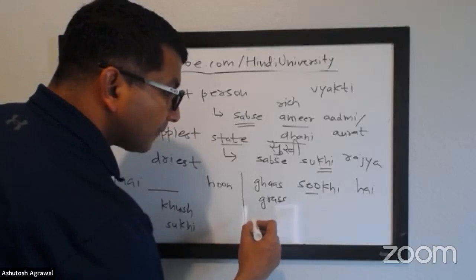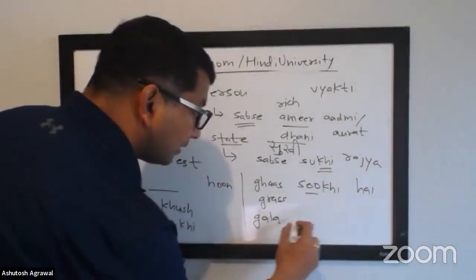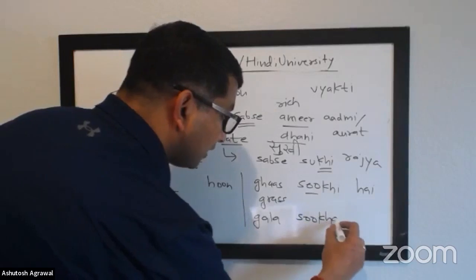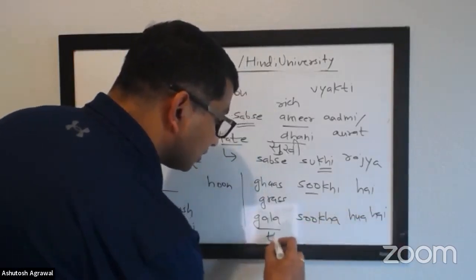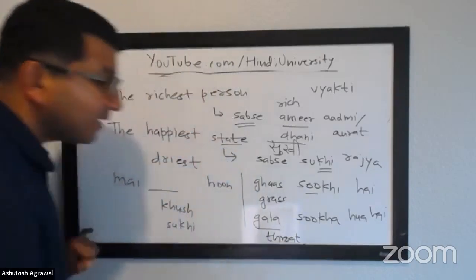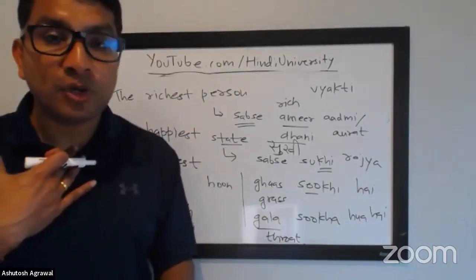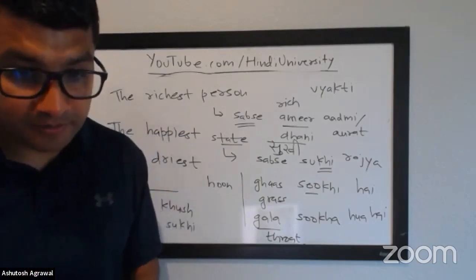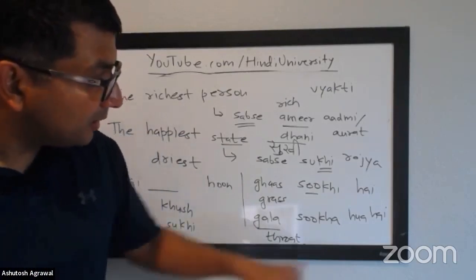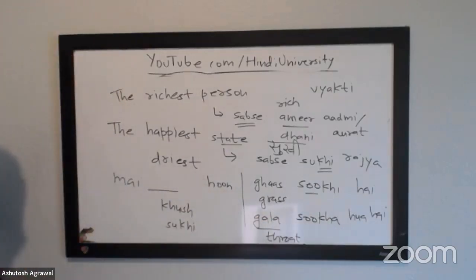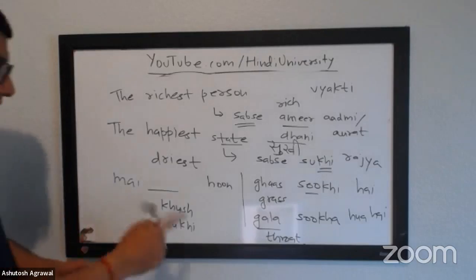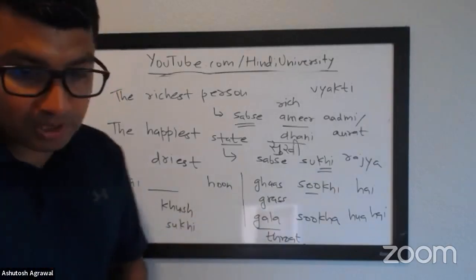Or you can say something like गला सूखा हुआ है. गला is your throat. So मेरा गला सूखा हुआ है. My throat is dry. I need more water. So गला, and again it's सूखा हुआ है. मेरा गला सूखा हुआ है. If it is still confusing, I'll send you guys more examples that talk about sukhi and sukha.